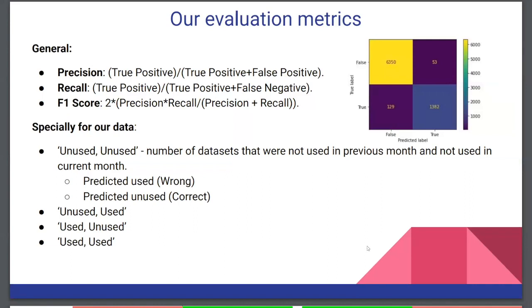So after training, we should evaluate the results. We used some widely known metrics for machine learning such as precision, recall, and F1 score, which are calculated from the confusion matrix, which you can see here. But especially for our current task, we created another matrix, which allows us to estimate the model's performance.